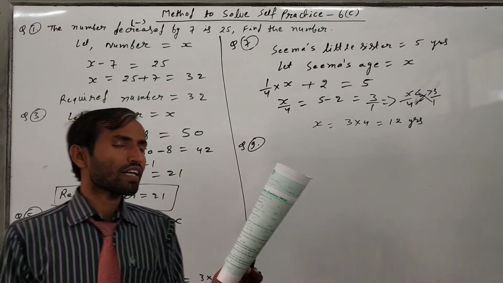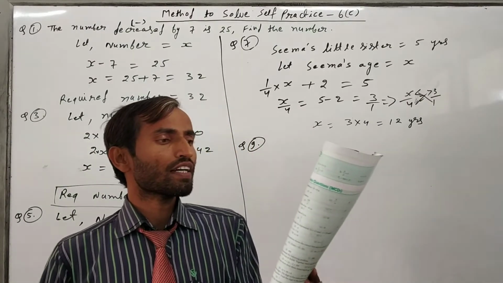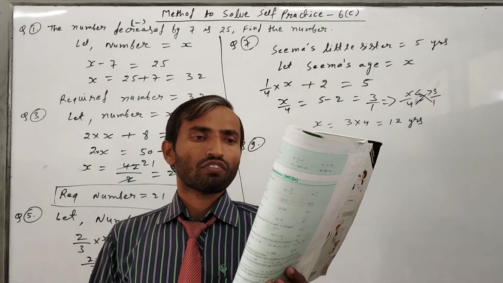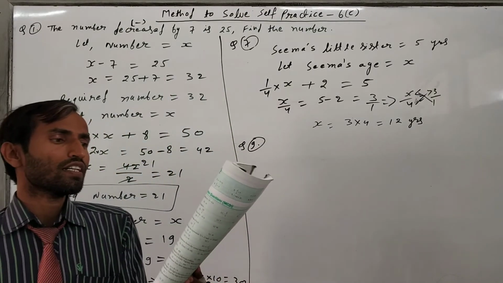The sum of two numbers is 64. The second number is 16 less than the first. Find the numbers. Okay.